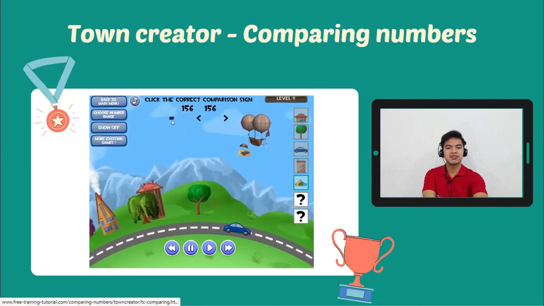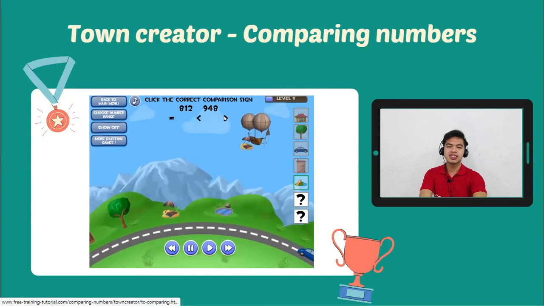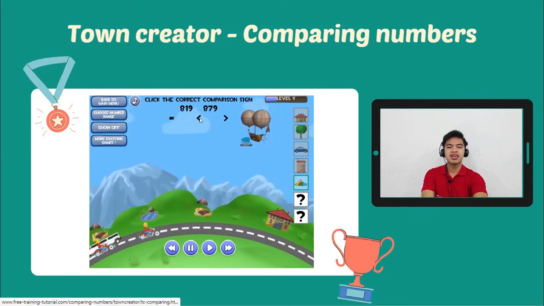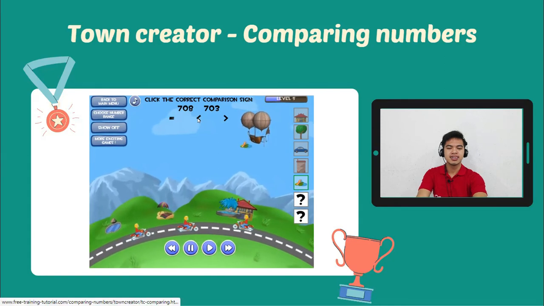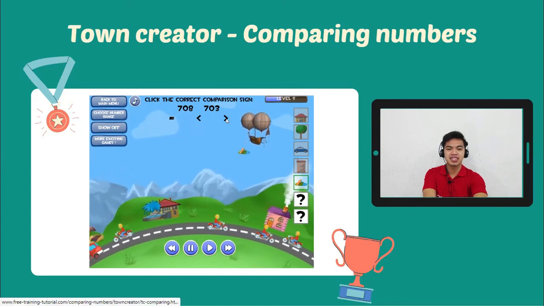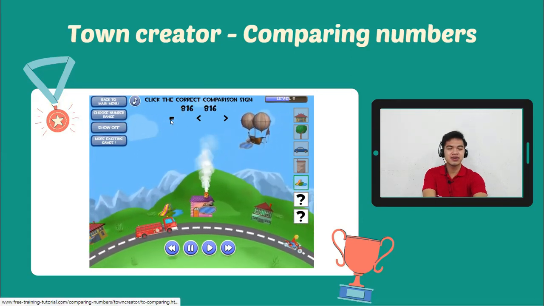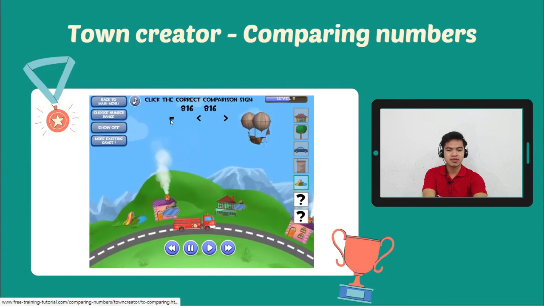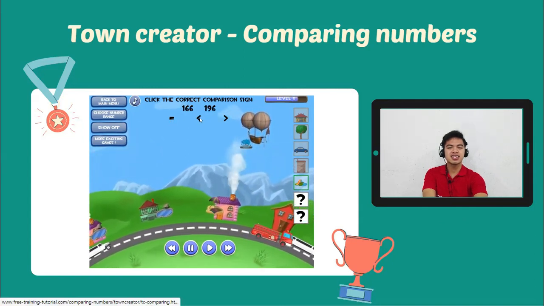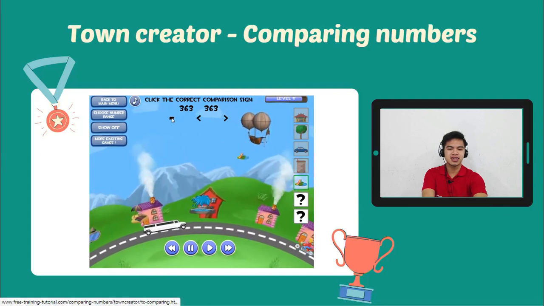156 is equal to 156. 993 is greater than 991. 812 is less than 948. 819 is less than 879. 708 is greater than 703. 473 is equal to 473. 816 is equal to 816. 942 is less than 945. 166 is less than 196. 363 is equal to 363.